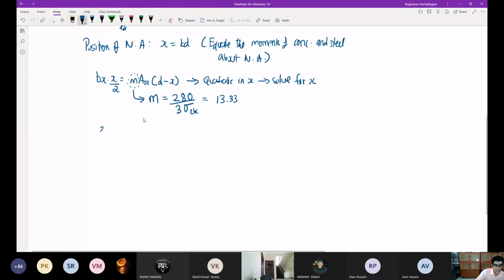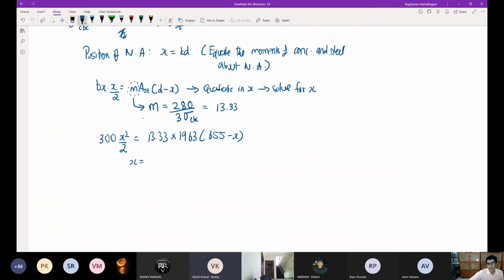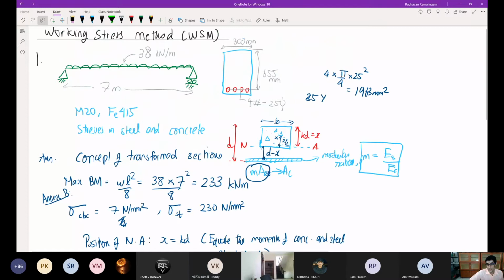So now you have 300 into x squared by 2. This is what you have to find. M is 13.33, Ast you just found is 1963, into d is 655 minus x. So this is a quadratic equation. I'll give you some time to get x. Regarding the area of steel, it's already multiplied: 4 number of bars into pi by 4 into 25 squared.